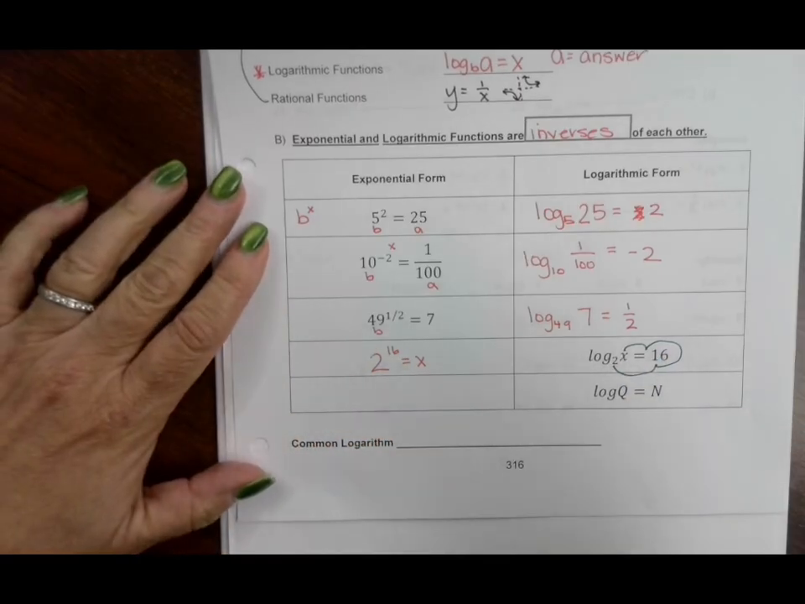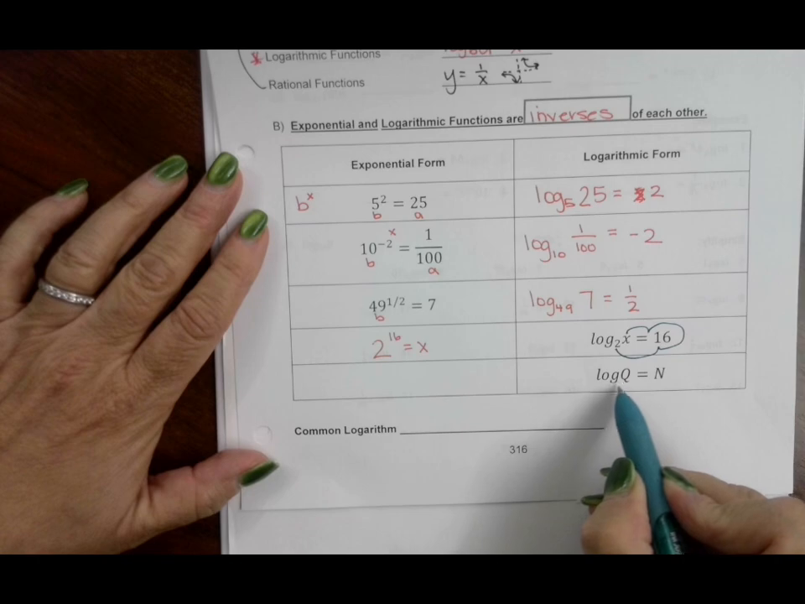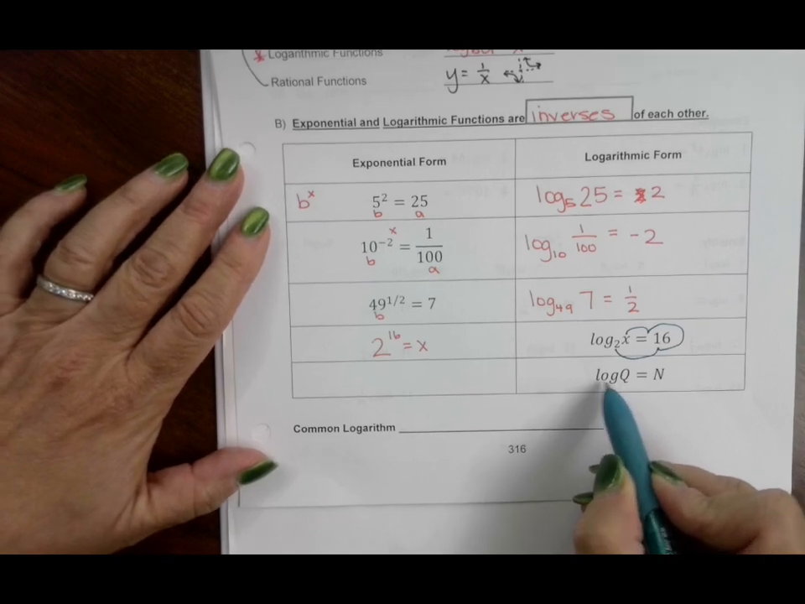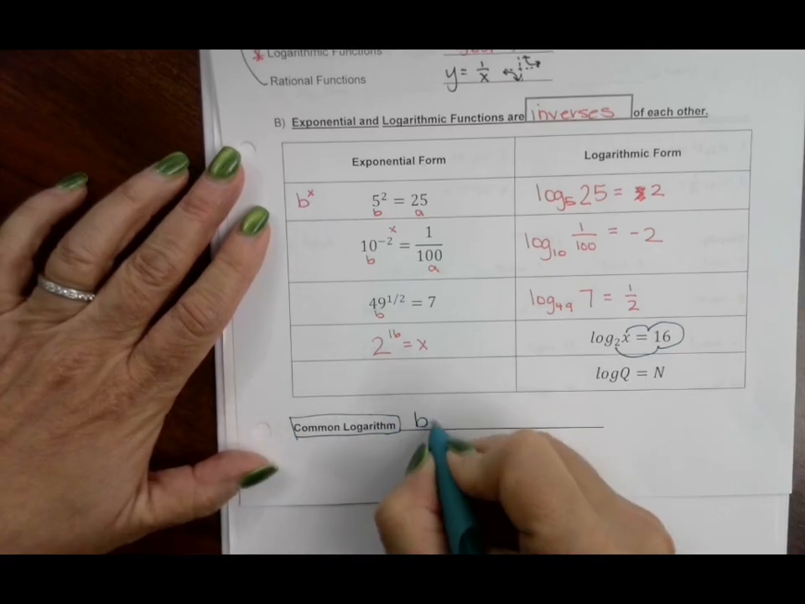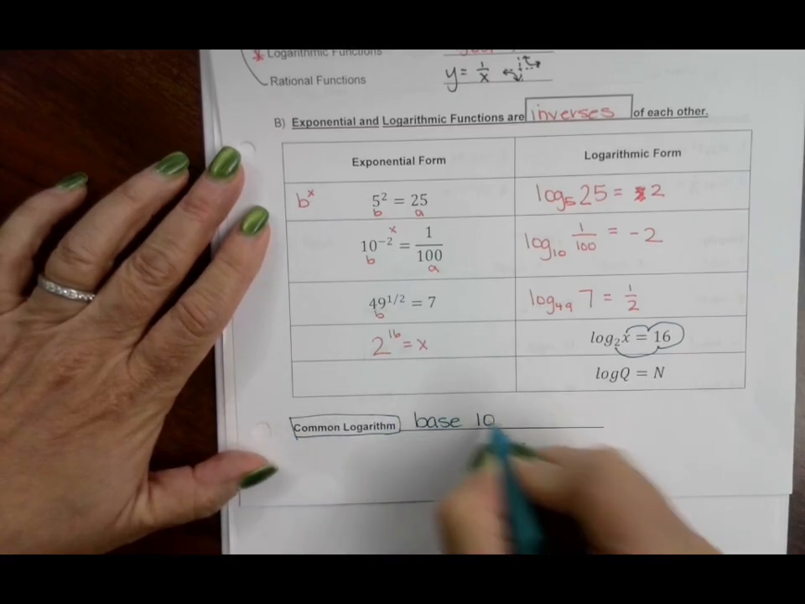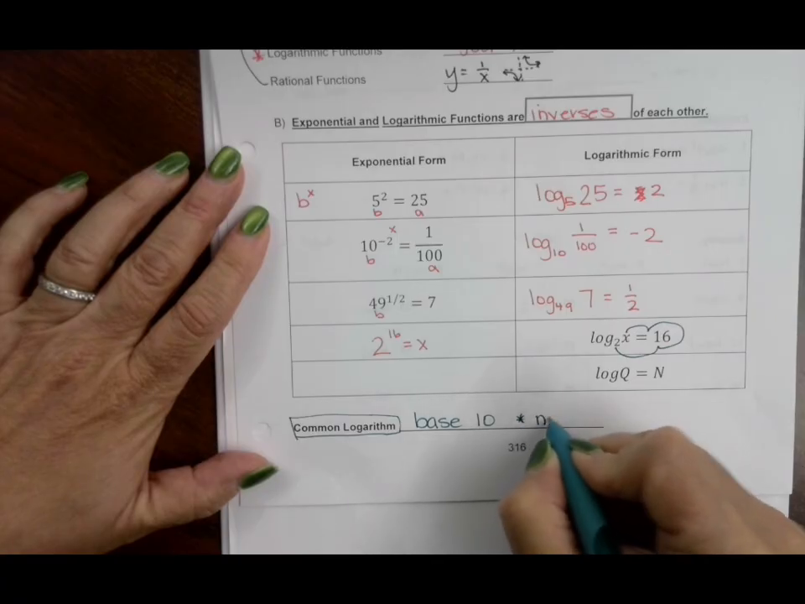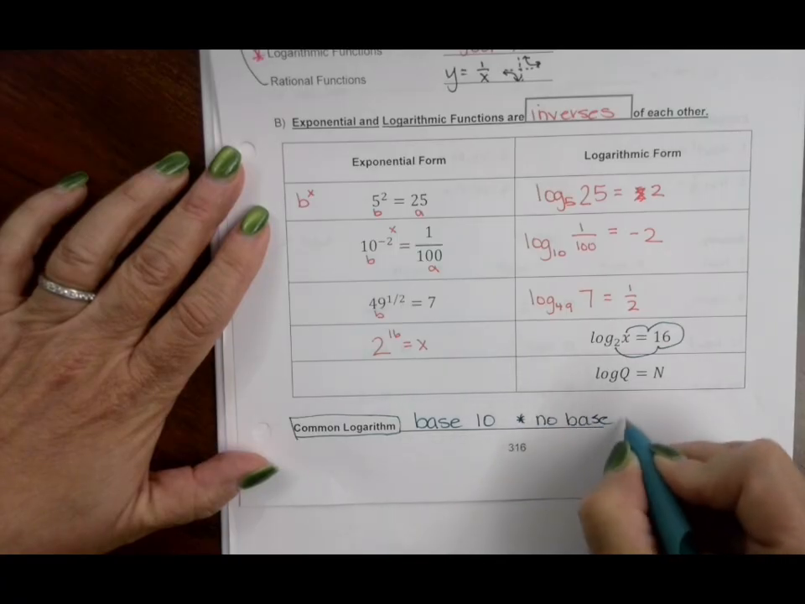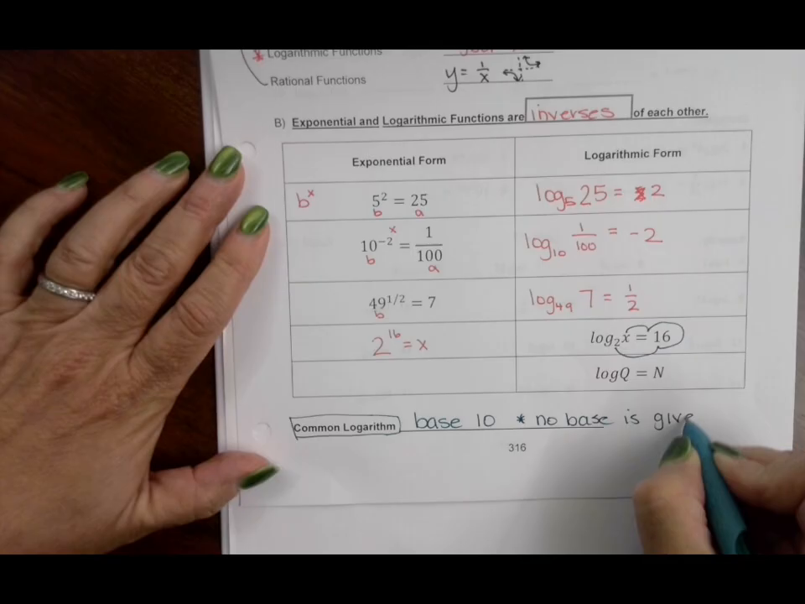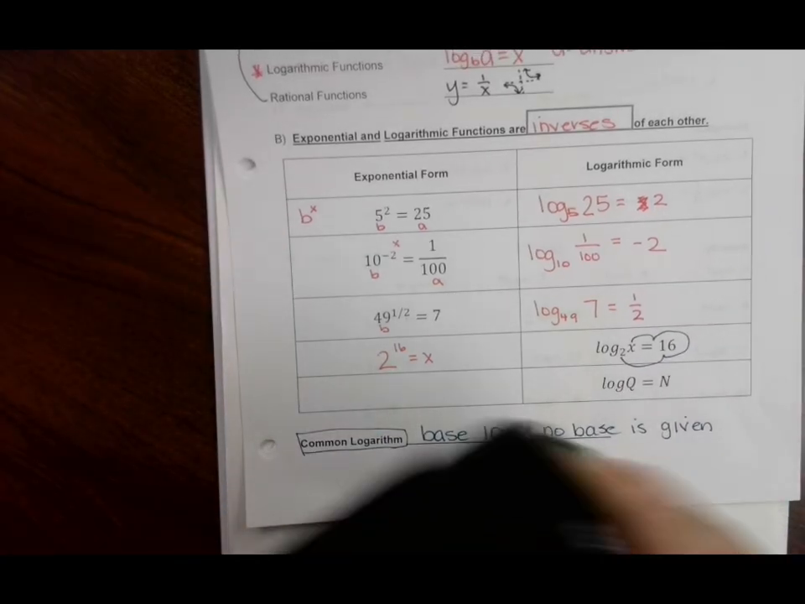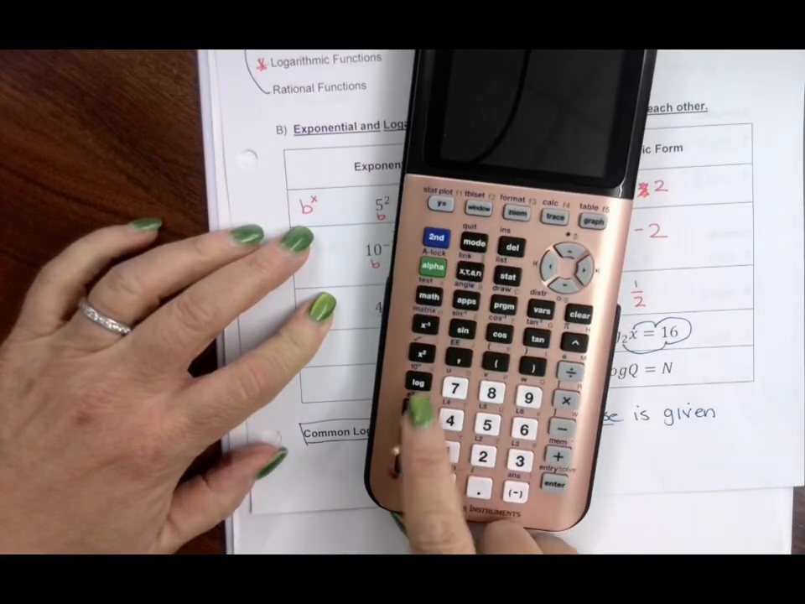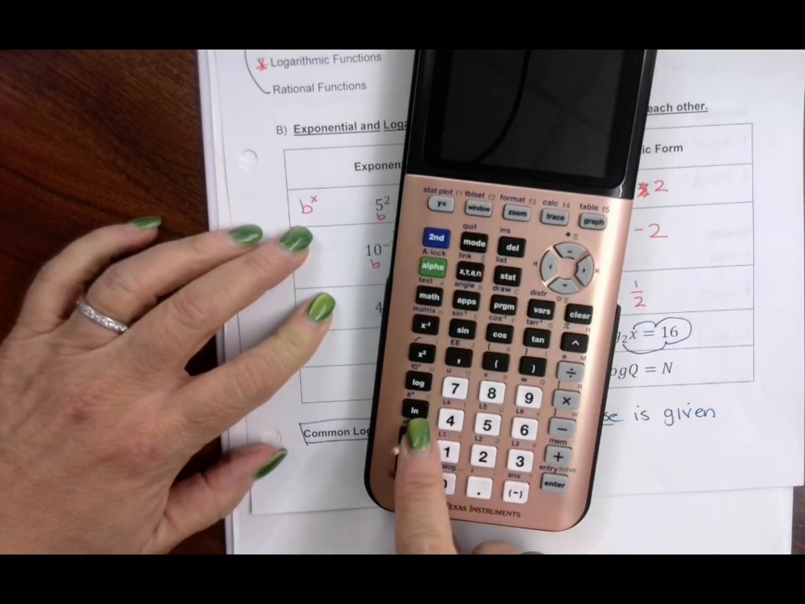Okay, now this one is a little bit tricky, and this is tricky because there's no base, but there is a base. So when there's no base given, common log is going to be base 10. And this is when no base is given. Now, the reason why this is called common log is because on our calculator, we have a log button and we have an ln button.